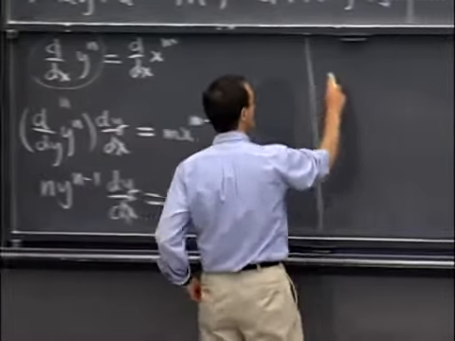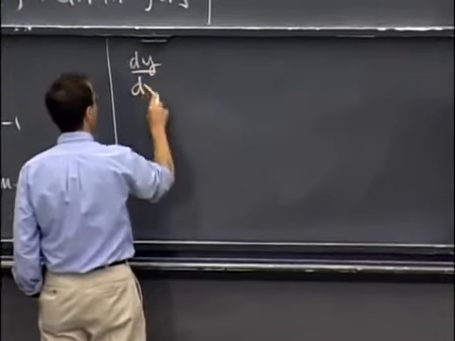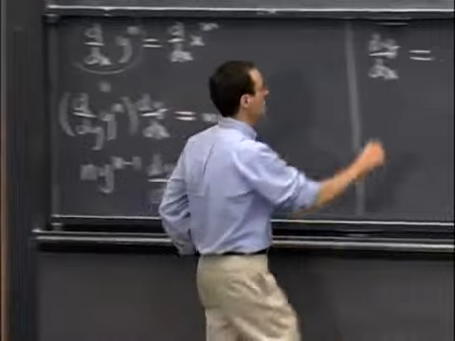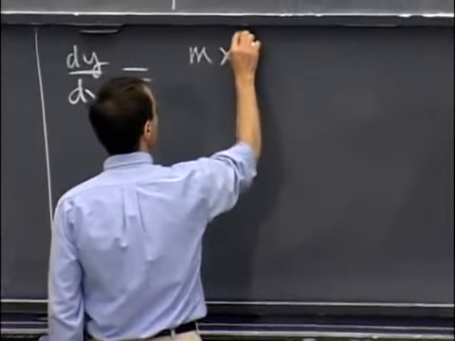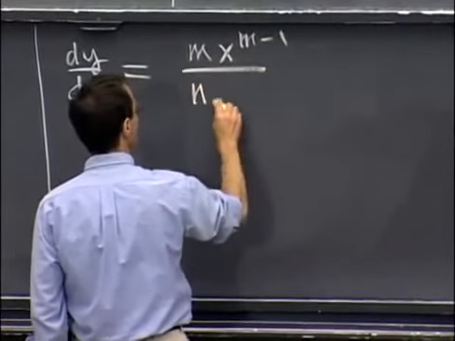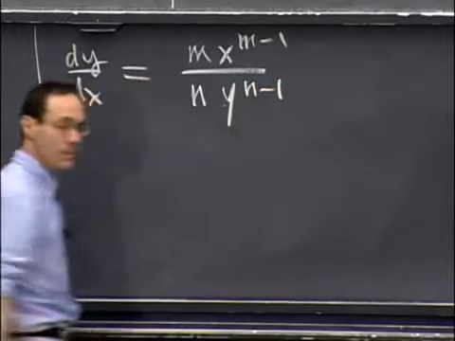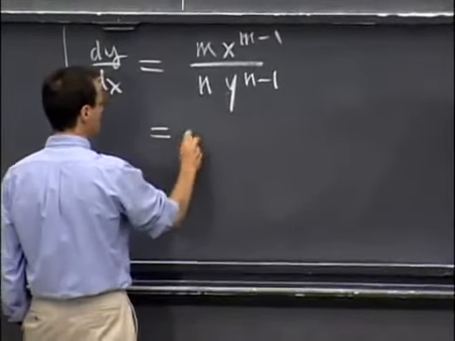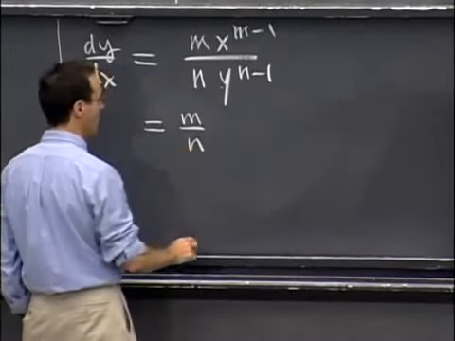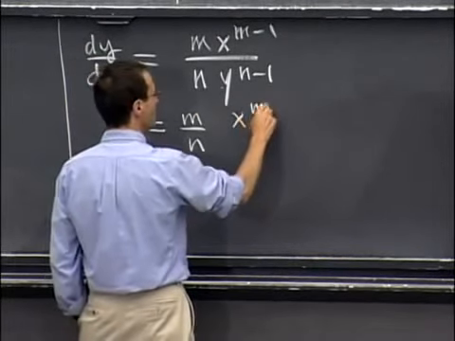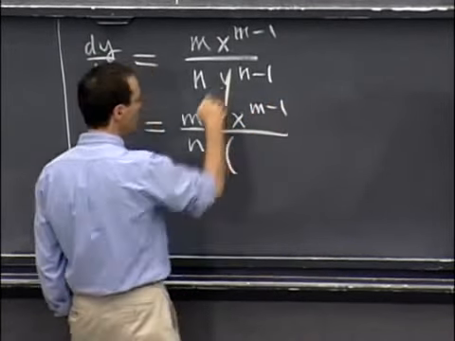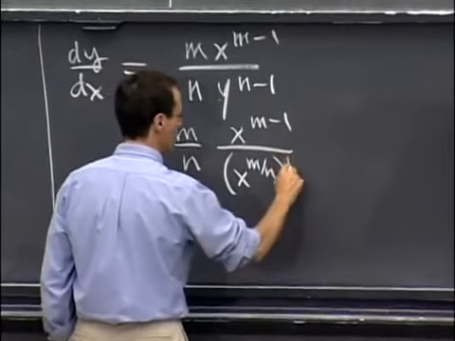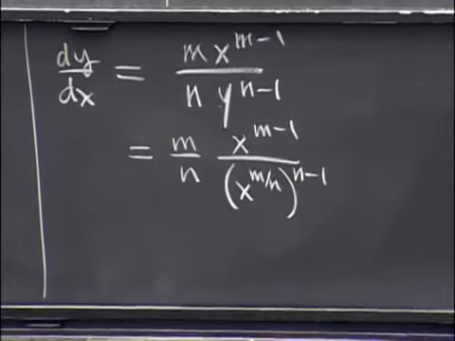So first of all, we solve for dy/dx. I do that by dividing by the factor on the left-hand side. So I get here m x to the m minus 1 divided by n y to the n minus 1. And now I'm going to plug in. So I'll write this as m over n, times x to the m minus 1. And now over here, I'm going to put in for y x to the m over n, times n minus 1. All right?